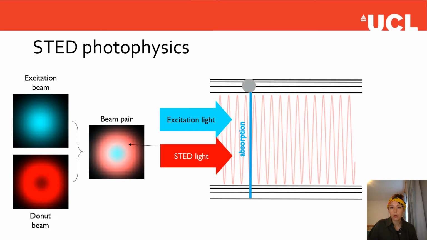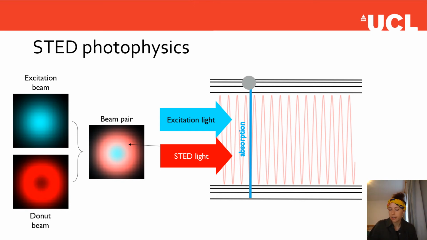So our molecule in the ground state absorbs the excitation light and is promoted to the first excited state. The STED light doesn't interact with the energy levels at this stage, okay? But what it does is essentially set up a standing wave between two energy levels, normally one of the lower vibrational levels of the first excited state and one of the higher vibrational levels of the ground state. So it's not absorbed by the molecule, it's not doing anything in terms of energy change at this stage, but it's there in the background.